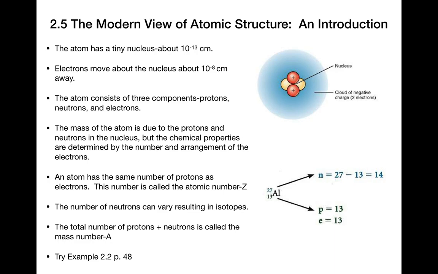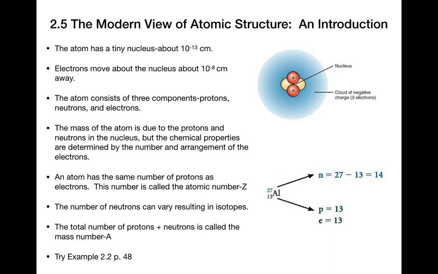The atom has three different types of components: protons, positively charged; neutrons, neutrally charged; and electrons that are negatively charged. Most of the mass of the atom is the protons and the neutrons, and they are held together by strong nuclear forces in the nucleus. But the chemical properties are mainly determined by the number of electrons and their arrangement into energy levels and sublevels. And so the chemistry is mainly due to valence electrons, the electrons in the outermost level.